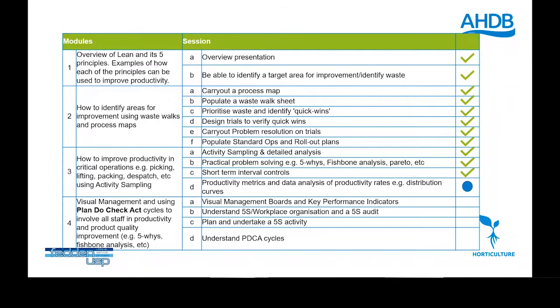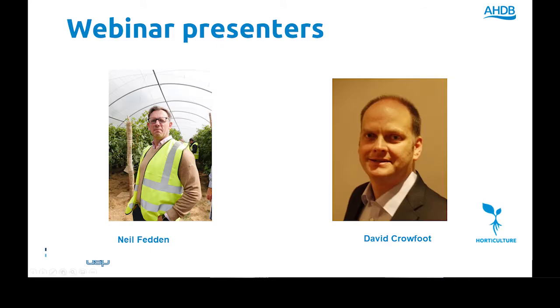We're at the end of this module 3 about improving productivity in critical operations, and we're going to talk about productivity metrics and data analysis today. So we're looking mostly at metrics and key performance indicators and distribution curves, etc. So that's what we're going to talk about today.